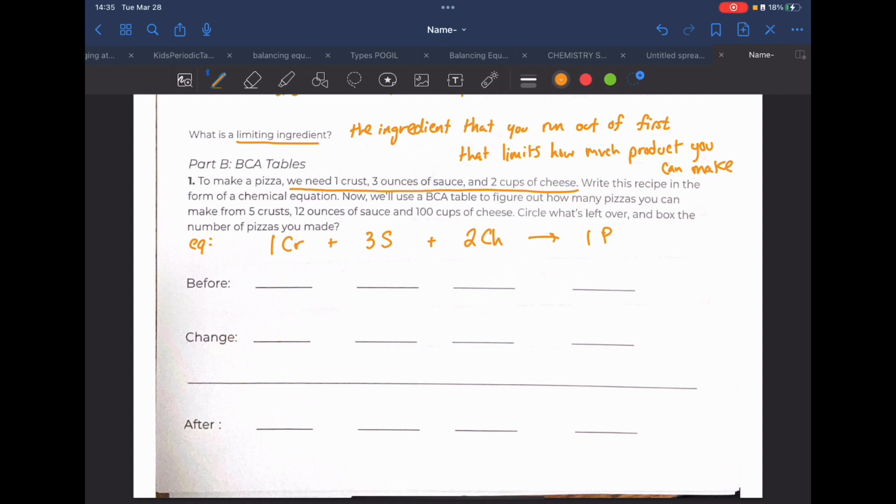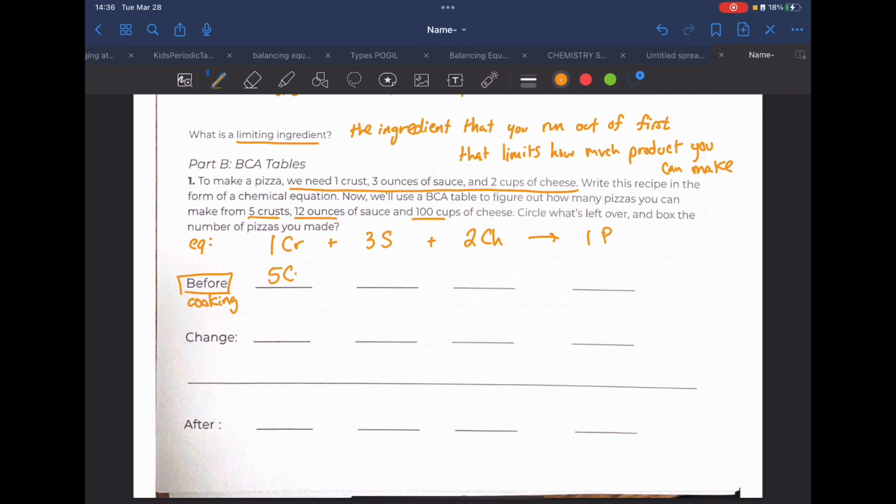Now the scenario that we're in here is we have 5 crusts, 12 ounces of sauce, and 100 cups of cheese. And we want to figure out how many pizzas can we make from that. Let's talk about what these rows mean. We'll start with the before row. This means before cooking. Or later when we start applying this to chemical reactions, before the reaction occurs. So we just have like a pile of ingredients or a pile of reactants, and it hasn't been cooked yet. It hasn't been prepared into pizza. So before cooking anything, that's where we have this pile of ingredients.